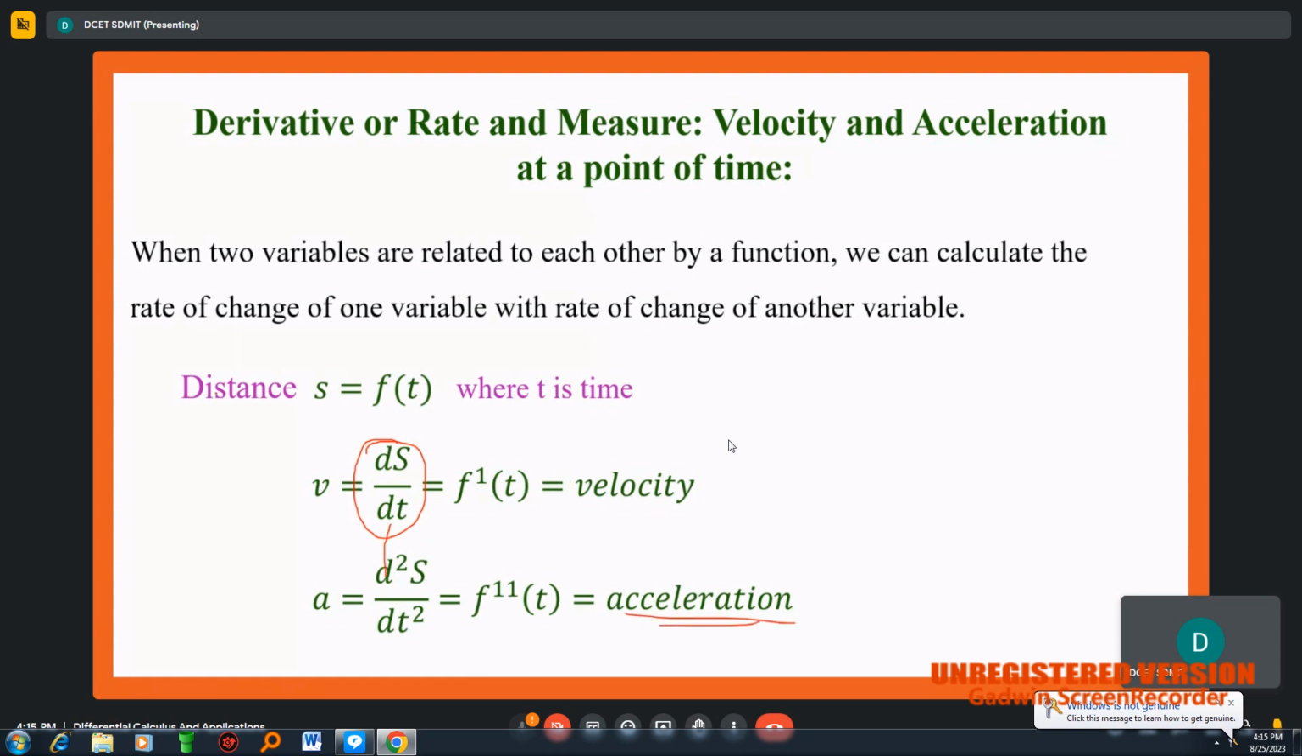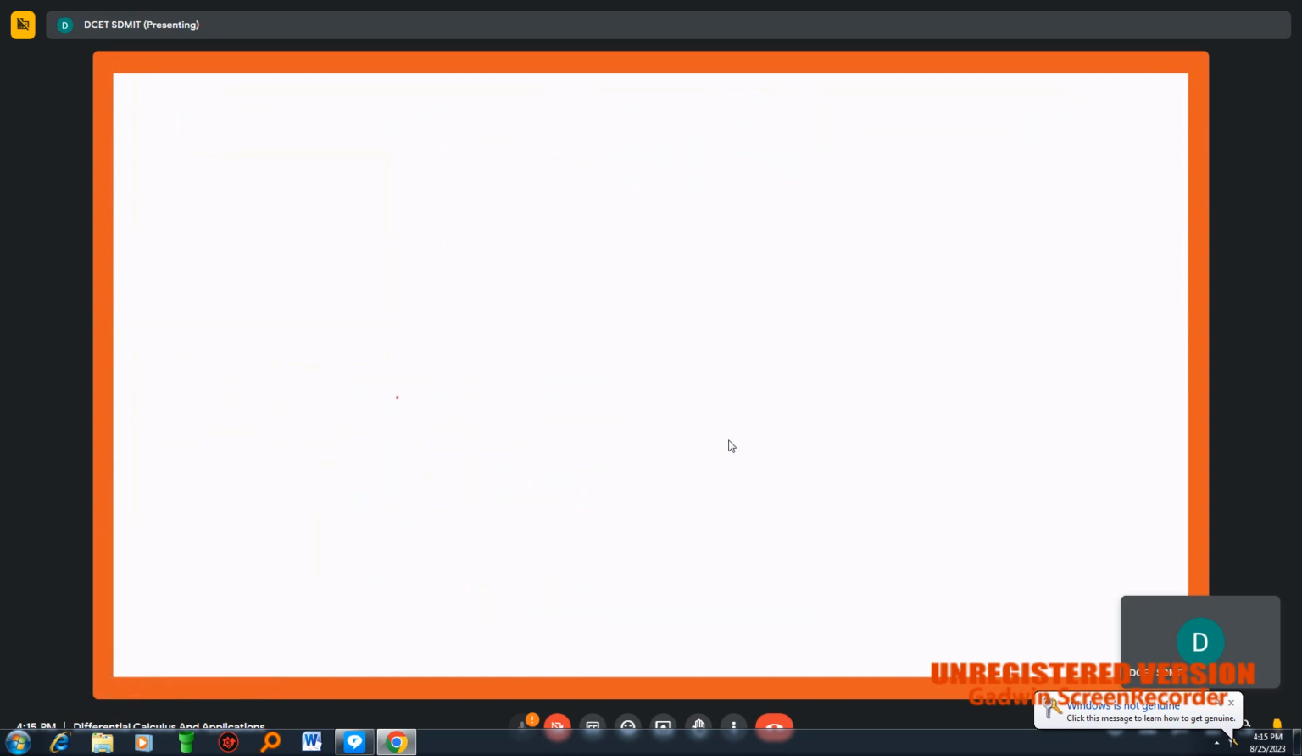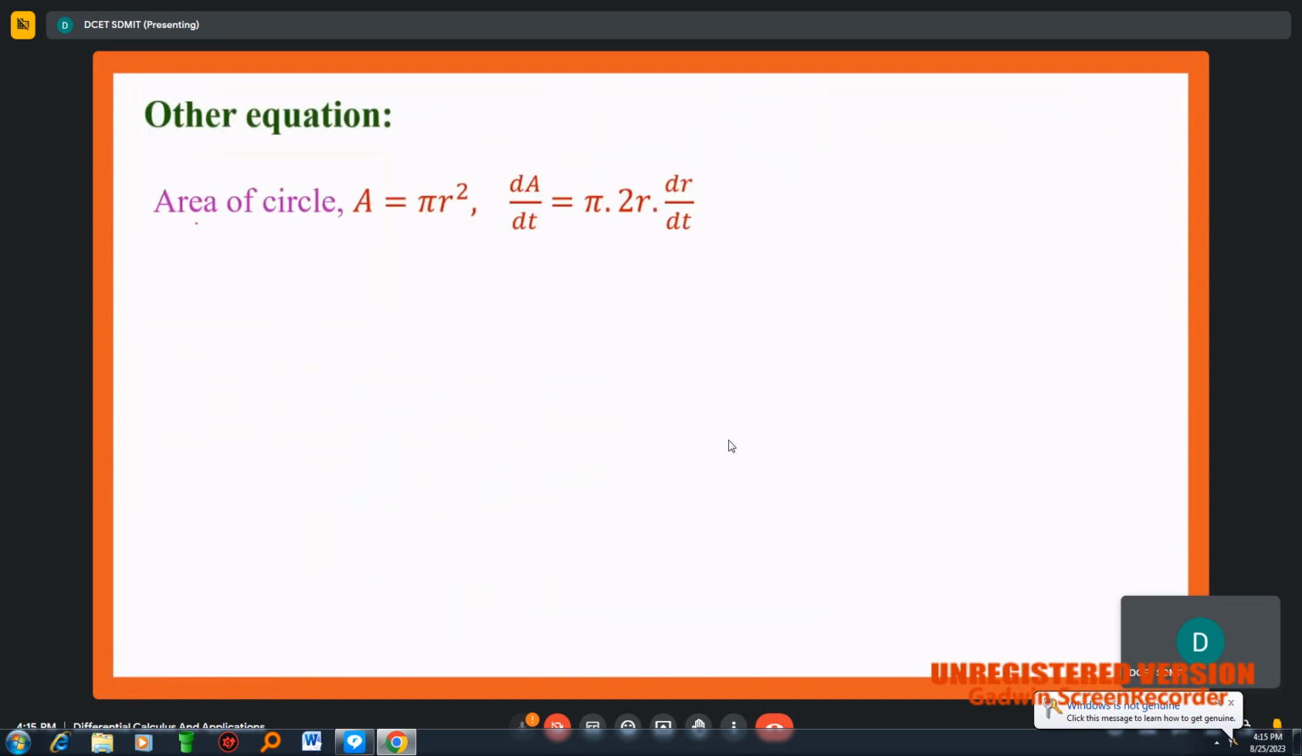Now, distance is s is equal to f of t. Differentiation of distance with respect to t is the velocity. Differentiation of velocity with respect to t is the acceleration. You have to remember this one. Next are some other equations. Now, what is the area of circle? Area of circle is A is equal to pi r square. We are differentiating A with respect to t, that is dA by dt, which is equal to pi into differentiation of r square, 2r into dr by dt.